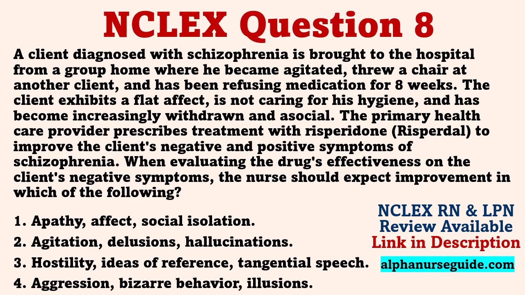The correct answer is 1. When determining the effectiveness of risperidone, the nurse would expect improvement in the client's negative symptoms of apathy, flat affect, and social withdrawal. Delusions, hallucinations, illusions, and ideas of reference are positive symptoms of schizophrenia. Agitation, hostility, and aggression are the result of the positive symptoms.